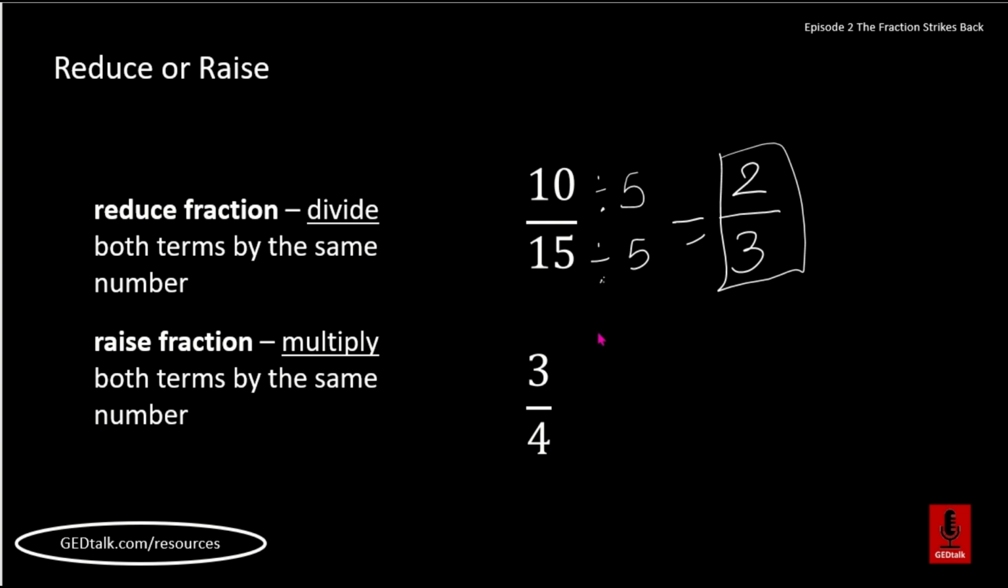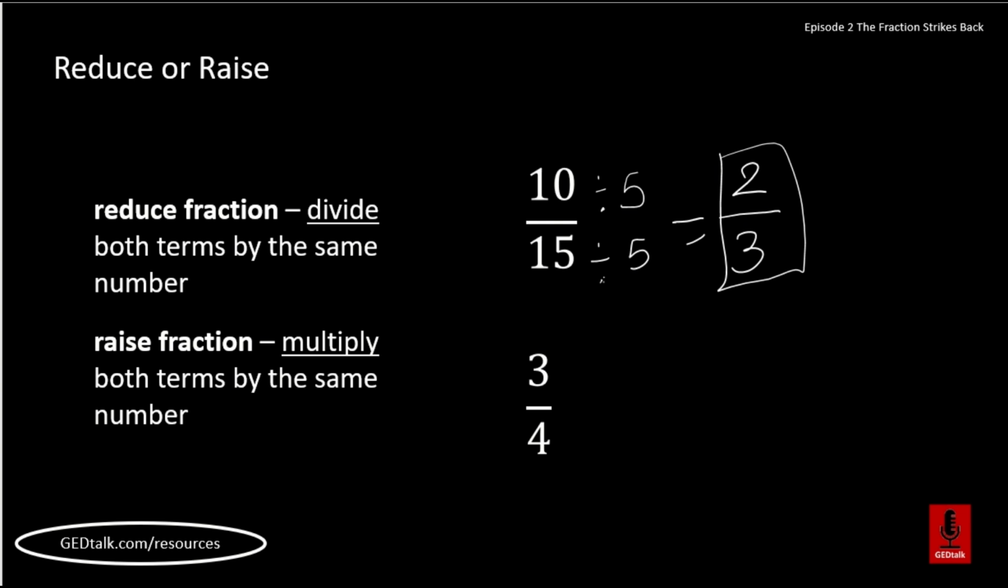In addition to being able to reduce a fraction, you want to make sure you know how to raise a fraction. So raising a fraction is multiplying both terms by the same number. And say, for example, you have 3 over 4, but you're going to add it to another number that doesn't have 4 as the denominator. And we're going to look at an example in a moment.